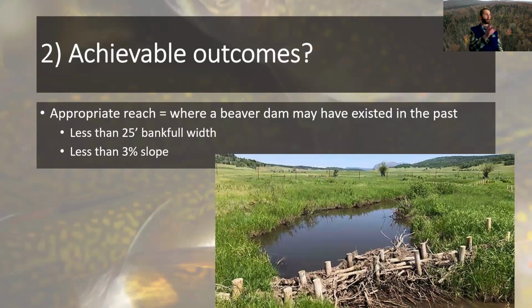And then the next big question: are the outcomes achievable? So a good rule of thumb for where a beaver dam analog might work would be where you might expect a beaver to build a dam if it had the wood to do it. If you look around at where beavers are building dams, it's usually on relatively small, low gradient streams. In the past, they probably did it on bigger and steeper stuff, but what we see today is usually small, low gradient streams. So that's what you're looking for in a place to do this.